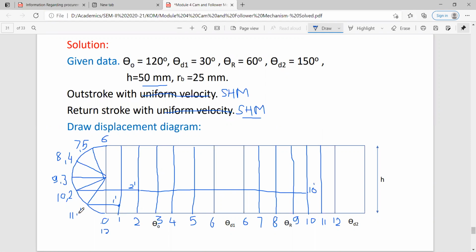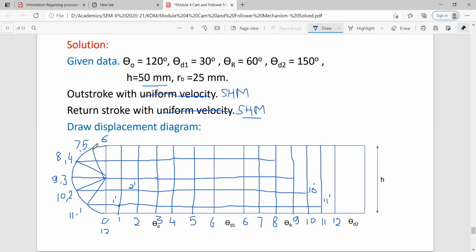Similarly here with 1, 11 is also there. So this line can be extended to 11 dash, vertical line 11. Here you will get the point 11 dash. Similarly 9 and 3: find point 3 here and point 9 here. Then 4 and 8: point 4 here and 8 you will get here.